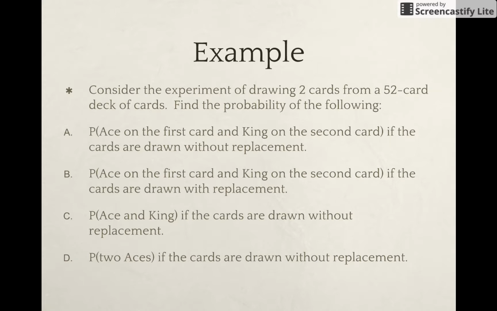In part C, we're going to find the probability of selecting an ace and a king if the cards are drawn without replacement. In part D, we're going to find the probability of selecting 2 aces if the cards are drawn without replacement.